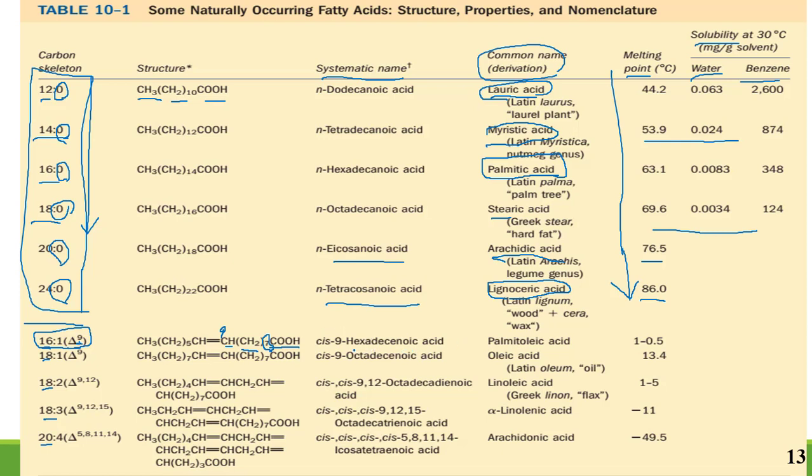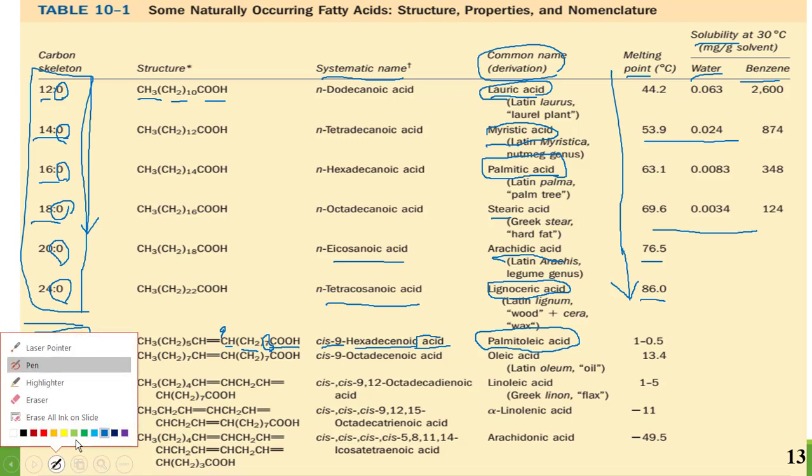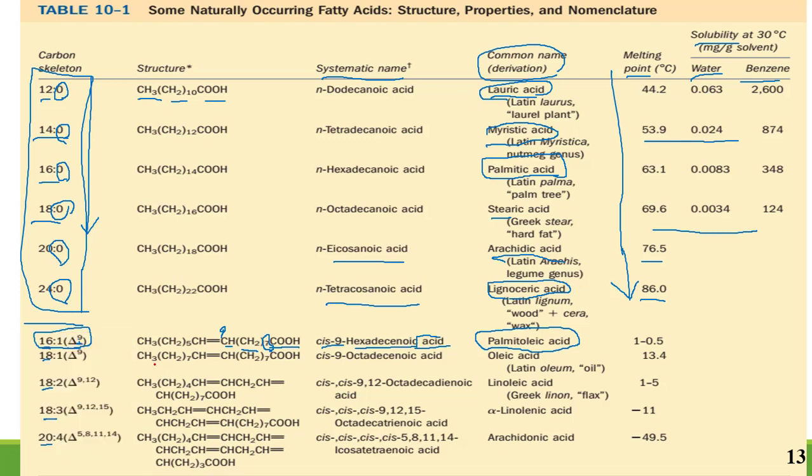And the systematic name is cis-9-hexadecenoic acid, or the common name is palmitoleic acid. And you can see the melting point drops from 63 degrees to 1 to 5 degrees with the addition of just one double bond.